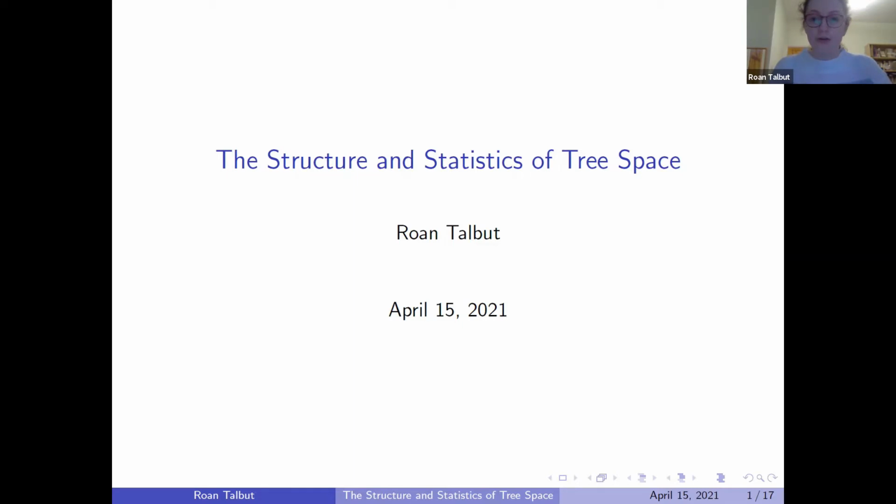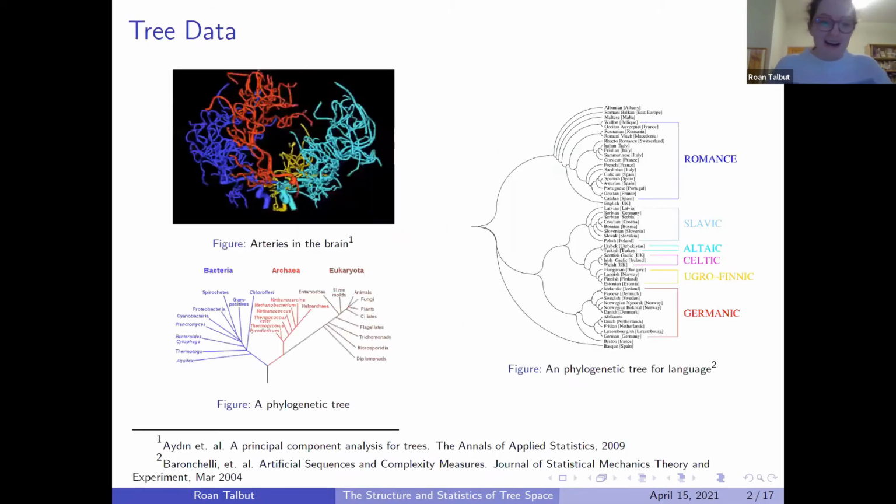Cool, so what do I mean by tree space? The thing we're trying to understand here is tree data. So this is basically data where each individual data point is a tree. So this is like a graph or a network with no cycles. And this can arise in a lot of different situations.